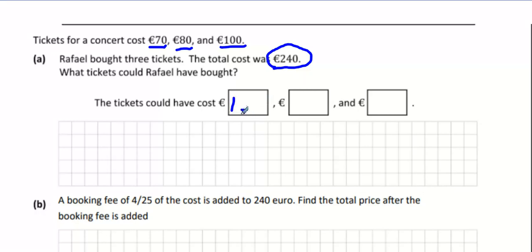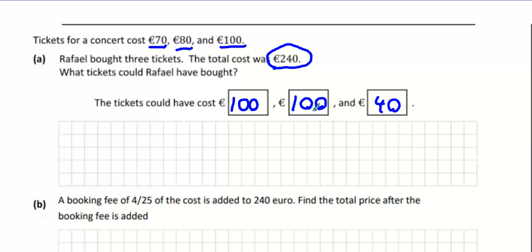First ticket costs €100. Second ticket costs €100. And the third ticket costs €40. That adds to 240, doesn't it? Could somebody tell me, hands up, what's wrong with my answer?